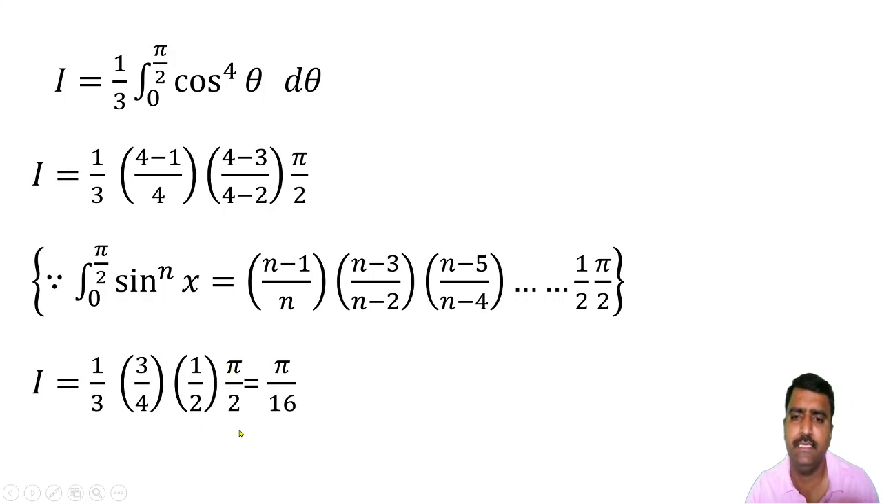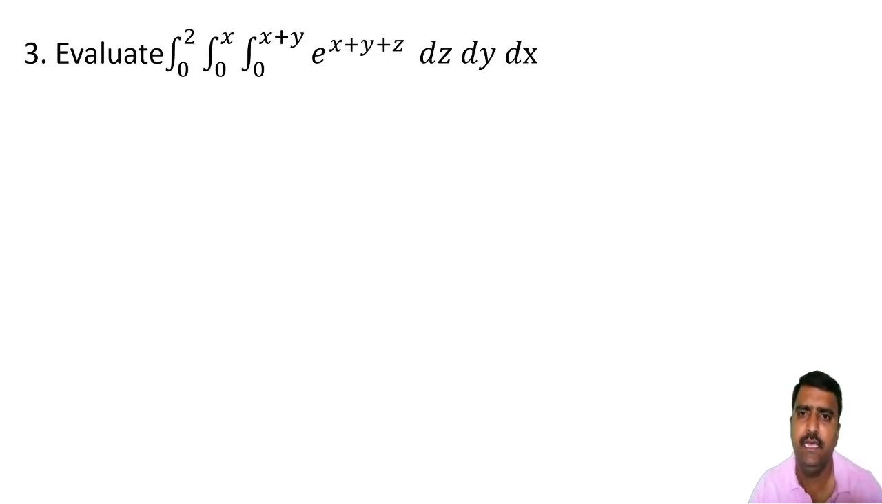So simplifying this, yes, this 3 and 3 cancel. Remaining is pi in the numerator and in the denominator 4 2s are 8, 8 2s are 16. It is pi by 16. Pi by 16 is the final answer. Okay, similarly, evaluate one more example.